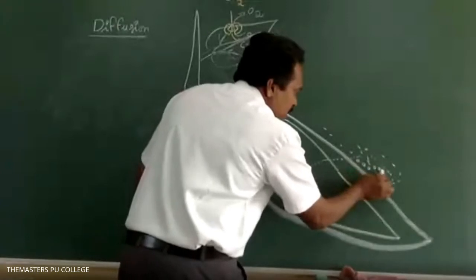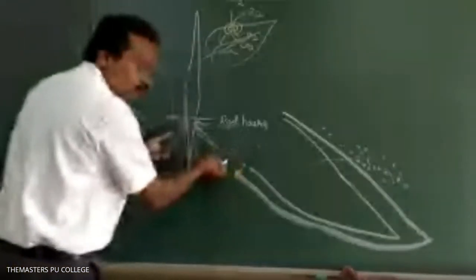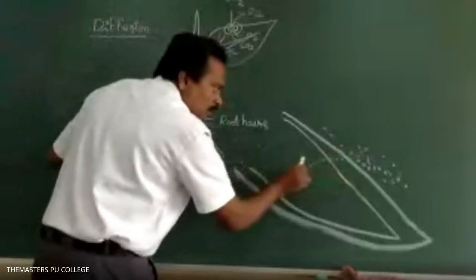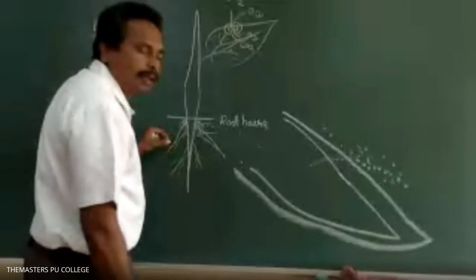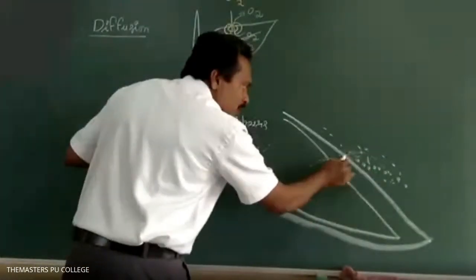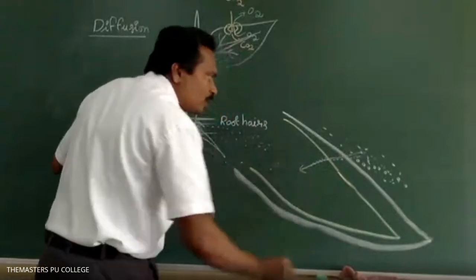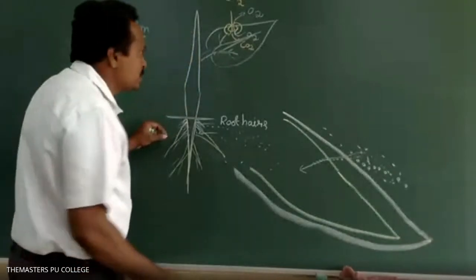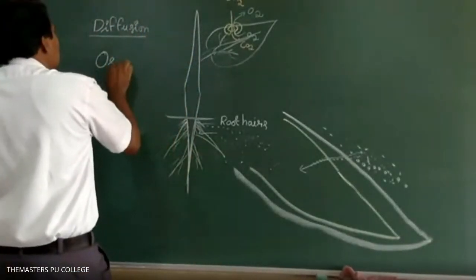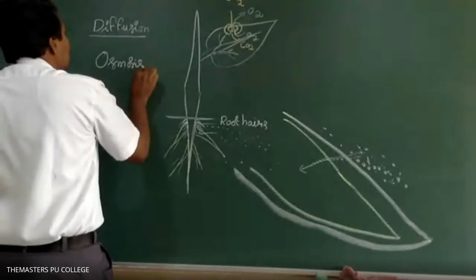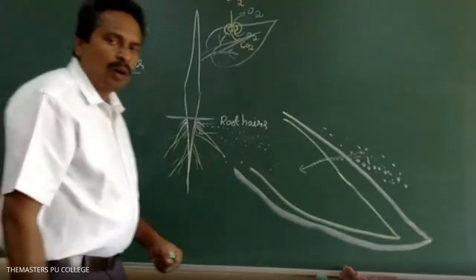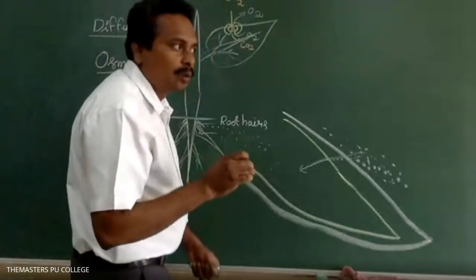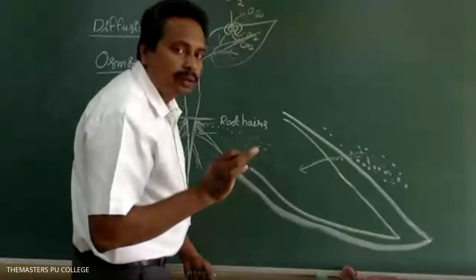The water molecules are present in the soil. The water enters the root hair cells through the semi-permeable membrane. There the water moves from higher water potential to lower water potential through the semi-permeable membrane. That's osmosis. The water molecules move through the protein molecules, not through lipid molecules.